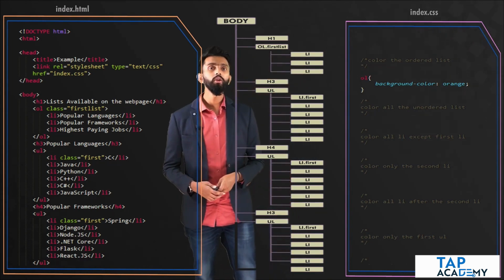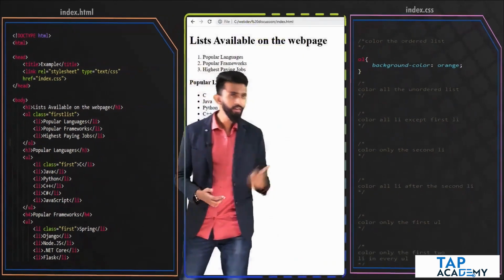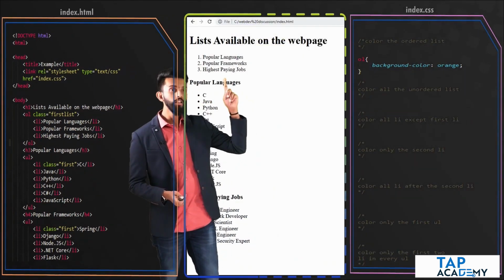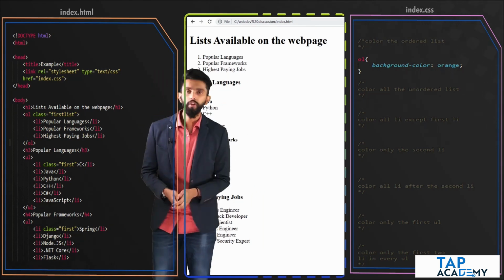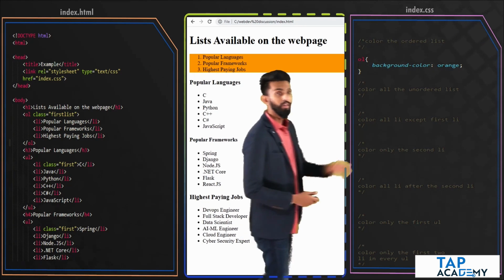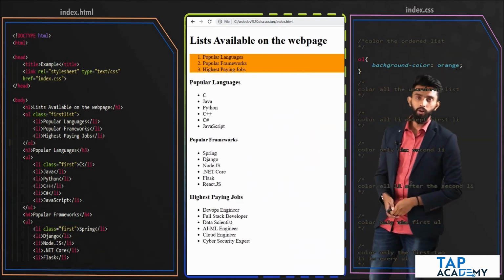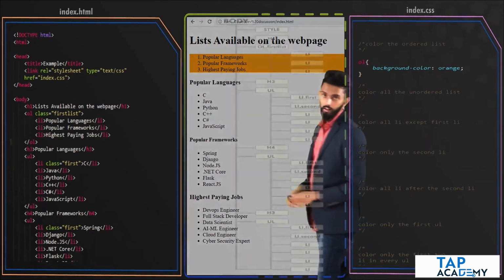Wonderful. Now will this work is the bigger question. For that I will have to take you to my output window. Let me show you the output right here so that it is visible to you. This is the list which must get styled, and if I refresh it, clearly you can see the background color is orange. So this was a very straightforward selector.